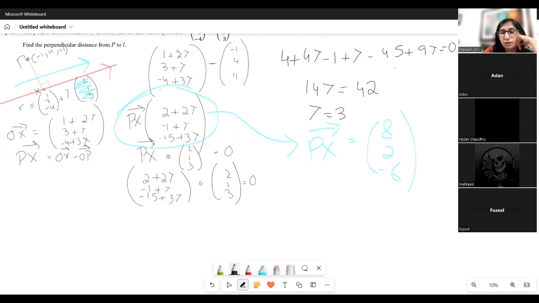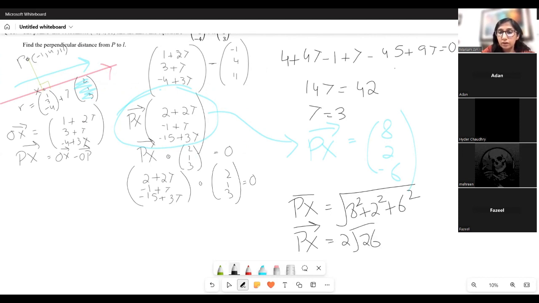And then take its magnitude. Magnitude of PX is the square root of 8 squared plus 2 squared plus 6 squared, which is in surd form. If the question had said give the exact answer, this would have been an exact answer. Since the question is not specific, we could give the exact answer or a 3 significant figure answer, which is 10.2. The answer in the marking scheme is 10.